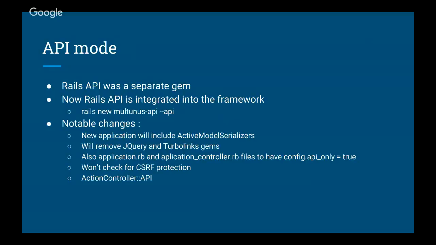When it does that, the changes that occur are: the new application will include Active Model Serializer, since we will need to serialize the data. It will remove the jQuery and Turbolinks gems from the Gemfile, since there will not be any need for that. The config/application.rb will have an option api_only set to true. It won't check for CSRF protection, and the action controller will subclass API.